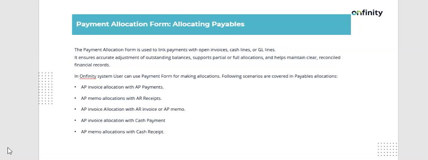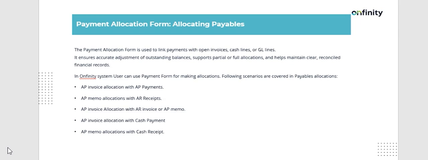This form is used to link payments with open invoices, orders, or journal lines. In the payment allocation form, you will learn how to allocate payable records. This form contains different sections where you can allocate receivables, payables, or GL lines with other transactions. The payment allocation form is used to link payments with open invoices, cash lines, or GL lines. These payments can also be linked with other payment records.